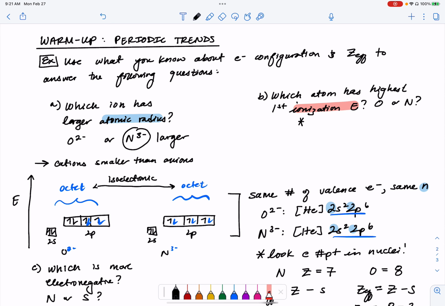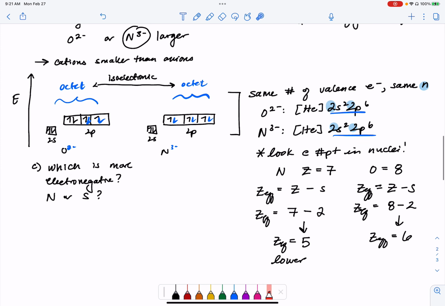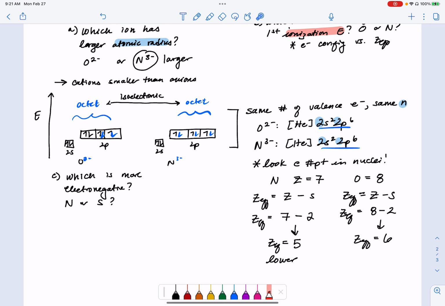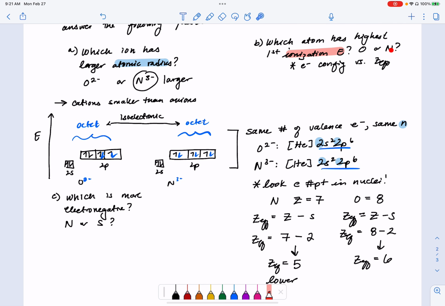Now, reminder, it's always a good idea to check both your valence electron configuration versus your effective nuclear charge. So we've already done our effective nuclear charge calculations down here. If I were to expect which of these elements just based on effective nuclear charge would be easier to ionize, it would be the one that had the larger radius. So from effective nuclear charge alone, we would predict that nitrogen would have the lower first ionization energy, whereas oxygen would have the highest. However, we do need to make sure that we are not looking at removing electrons from stable orbitals to confirm this trend.